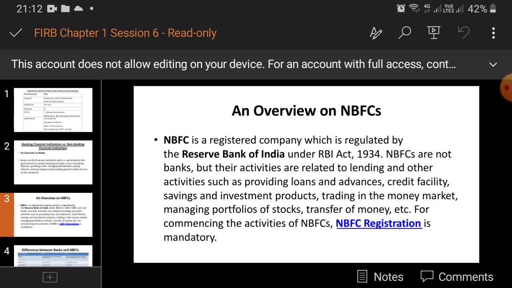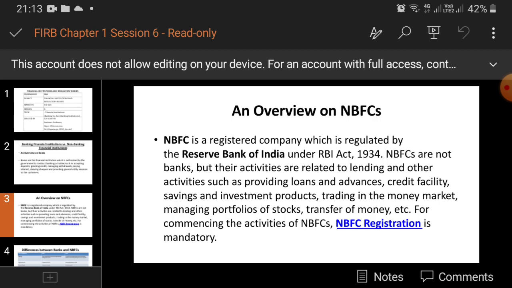Whereas the non-banking financial corporations represent a registered company which is regulated by the Reserve Bank of India under the RBI Act of 1934. The NBFCs are not banks, but their activities are related to lending and other activities such as providing loans and advances, credit facilities, savings and investment products, trading in the money market, managing portfolios of stocks, transfer of money, etc. For commencing the activities of NBFCs, NBFC registration is mandatory.